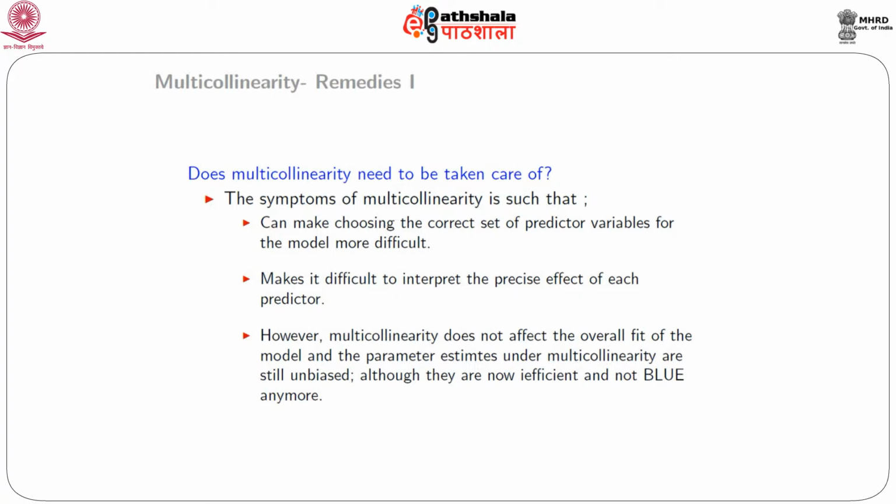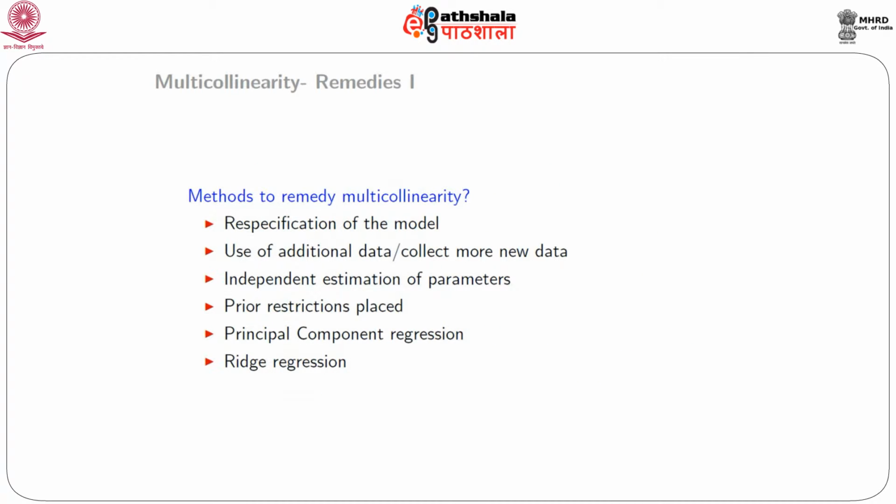However, multicollinearity does not affect the overall fit of the model. When we test the overall fit of a multiple regression model using the F-test statistic, it is not much affected by the presence of multicollinearity, and the parameter estimates under multicollinearity are still unbiased, although they are now inefficient and not BLUE anymore.